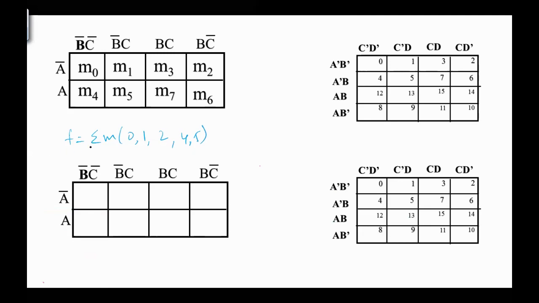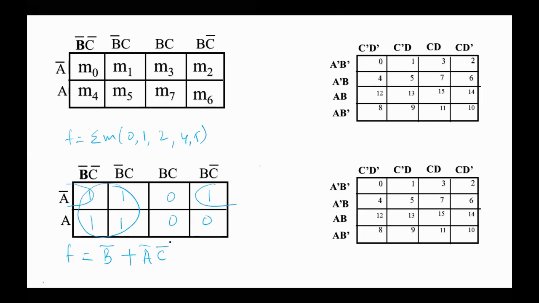Suppose, for example, that we have the function f equals sum of min terms 0, 1, 2, 4, 5. And here we have zeros. We can group these four together, not B, or, and these two together, not A, not C.